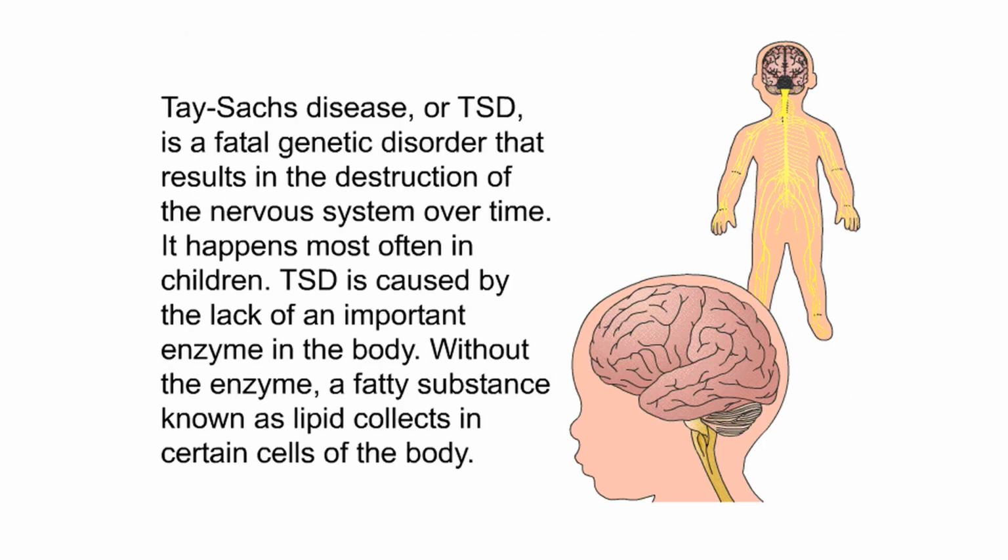Summary. Tay-Sachs disease, or TSD, is a fatal genetic disorder that results in the destruction of the nervous system over time. It happens most often in children. TSD is caused by the lack of an important enzyme in the body. Without the enzyme, a fatty substance known as lipid collects in certain cells of the body.